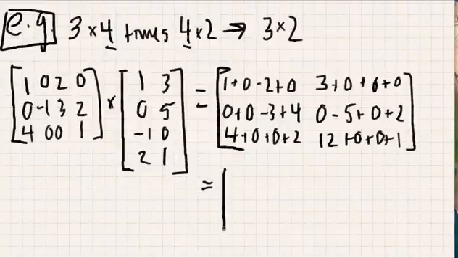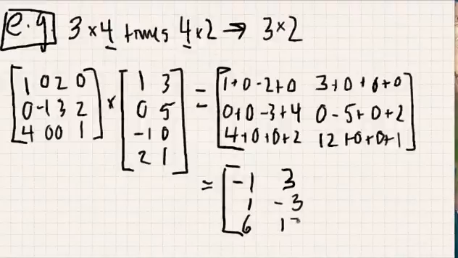And what is the result here? I end up with 1 minus 2, that's -1, 3 plus a bunch of zeros, that's 3, -3 plus 4, which is 1, -5 plus 2, which is -3, 4 plus 2, which is 6, and 12 plus 1, which is 13. And so that will be my final answer here. Again, I get 3 rows and 2 columns because this had 3 rows, this had 2 columns. But I was able to multiply them because the number of columns of the first matrix was the number of rows of the second matrix.